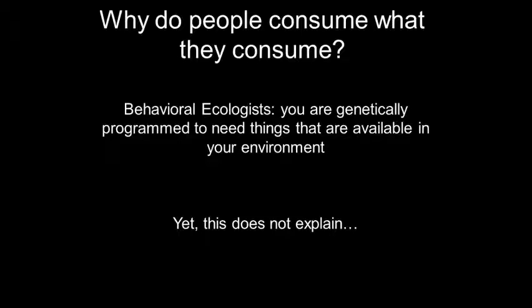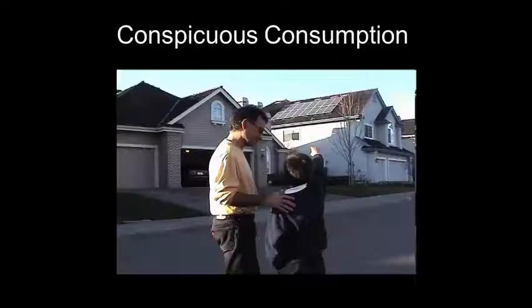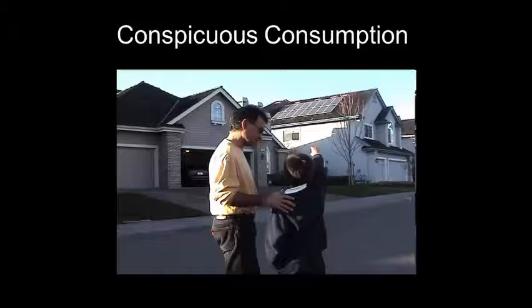We tend to think that people consume because they need things. Behavioral ecologists have said you're genetically programmed to need things that are in your environment, and that you will always make enough money to be able to purchase them. But this doesn't explain how we consume in our society. We use what's called conspicuous consumption. We buy things we don't need all the time. This is not always a negative thing. Sometimes we will actually put solar panels on our McMansion.